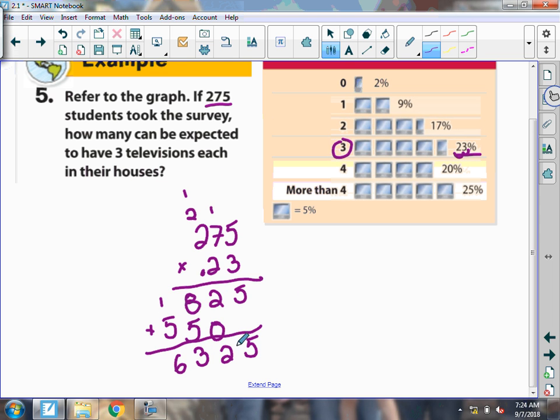How many decimal places do I have? I have 1, 2. My decimal is going to go right here. So I have 63.25. What am I talking about? They want to know how many students have 3 televisions in their house. Do we have a decimal when we talk about people? No, so I need to round this to the nearest whole number. So the 2 is not going to affect the 3 at all. It's just going to drop off. So this is going to be 63 students. So that's our final answer.